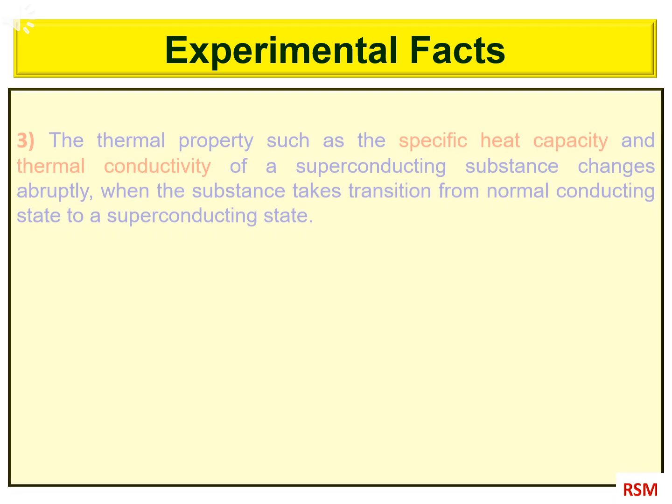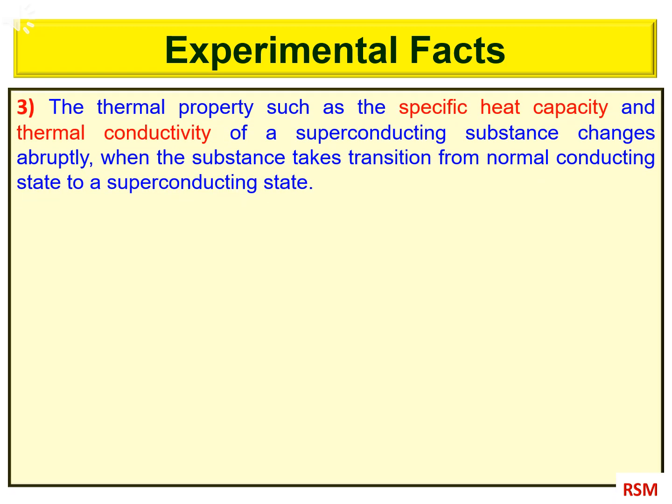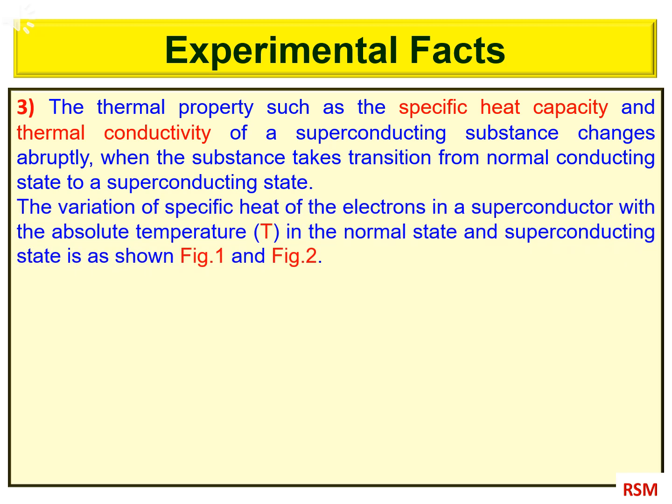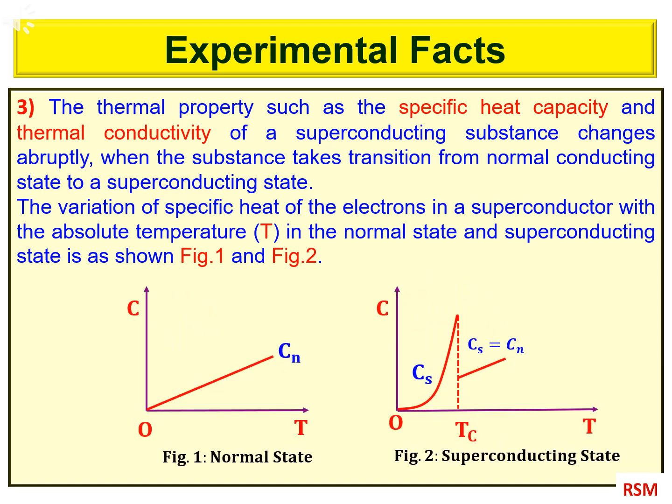The thermal properties such as the specific heat capacity and thermal conductivity of a superconducting substance change abruptly when the substance takes transition from normal conducting state to a superconducting state. The variation of specific heat of the electrons of a superconductor with the absolute temperature T in the normal and superconducting states is as shown in Figure 1 and 2.